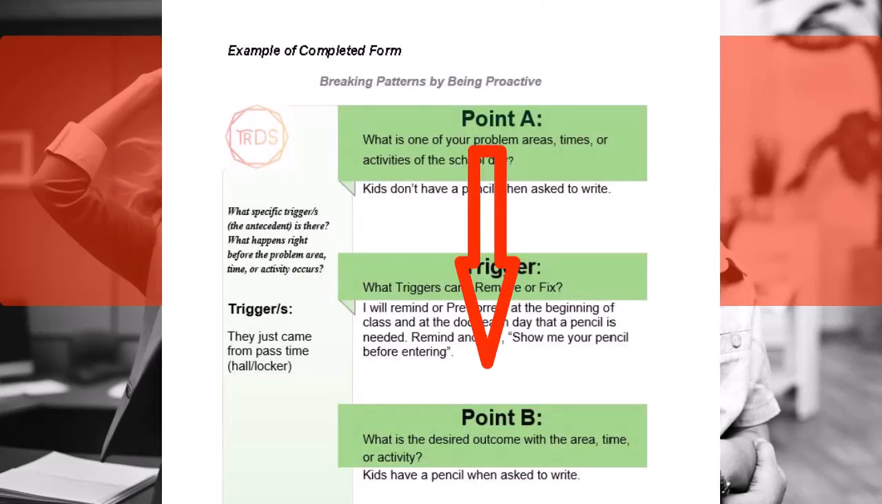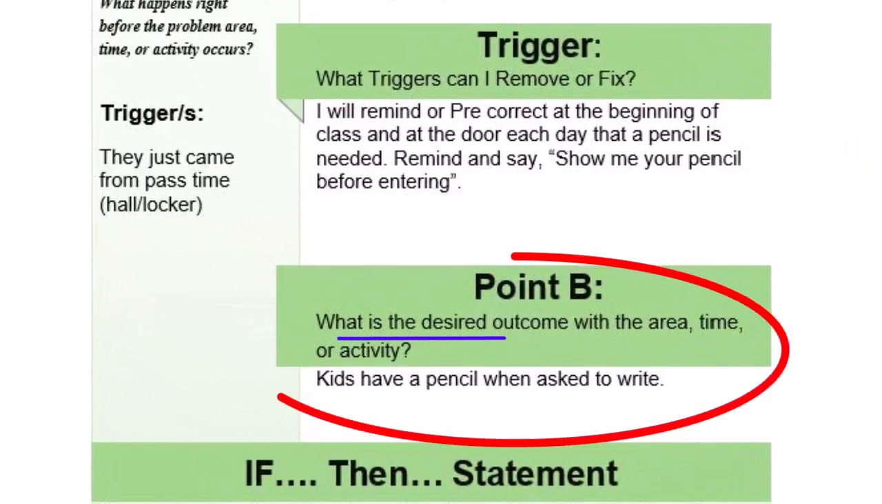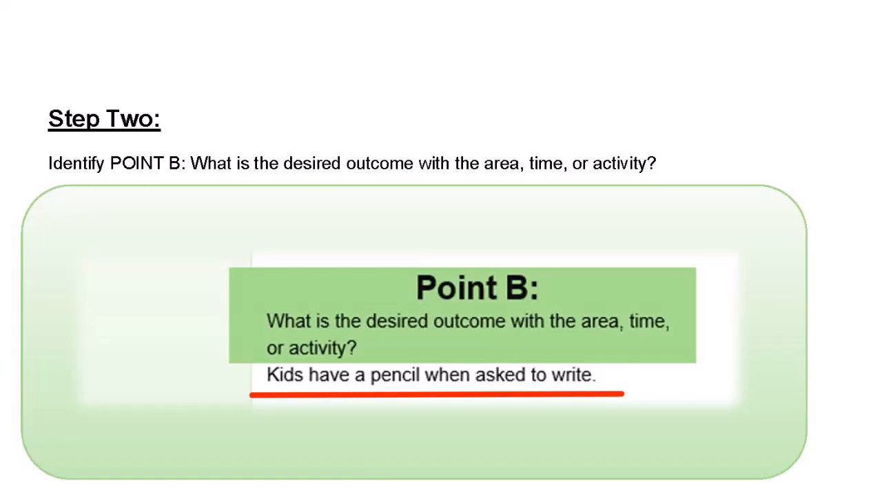Then you're going to skip down and you're going to identify where you want to end. What do you really want from your student? What is your desired outcome? With the pencil example, I desire my students to have a pencil when it's time to write.